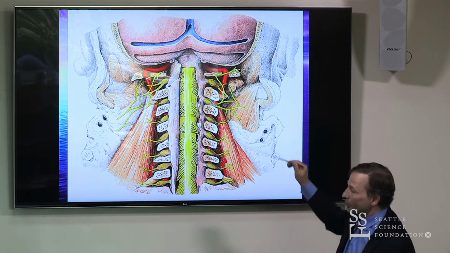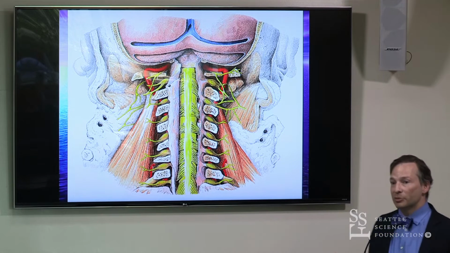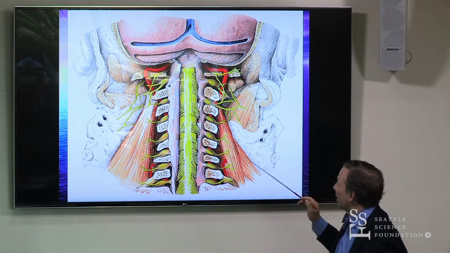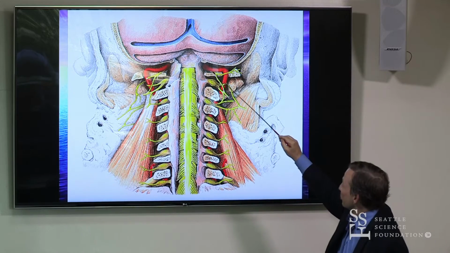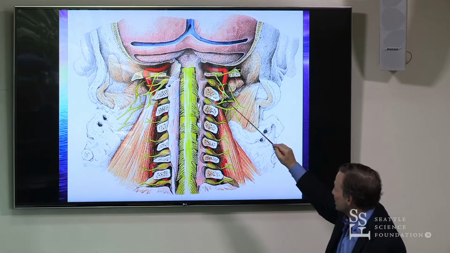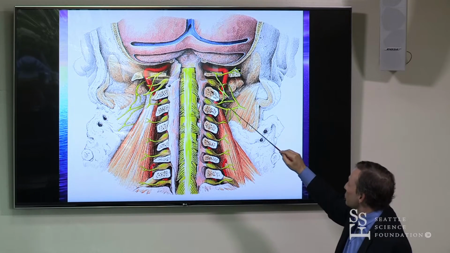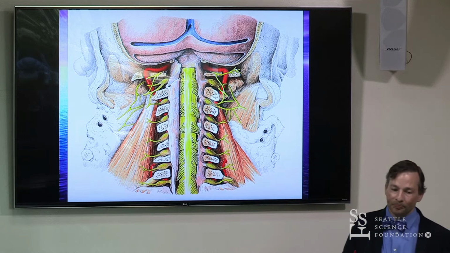You also note that, remember, in the cervical spine, we have 7 cervical vertebrae, but we have 8 spinal nerves. So you have to accommodate for that by letting the first cervical root come out above C1, and then we have the second cervical root come out below C1, here just above the second cervical vertebra.